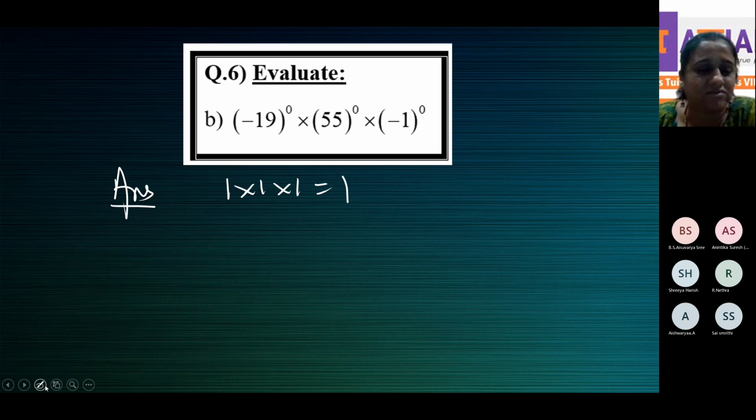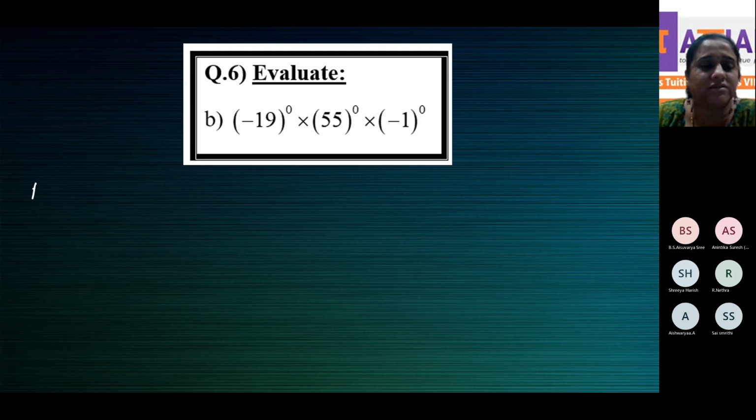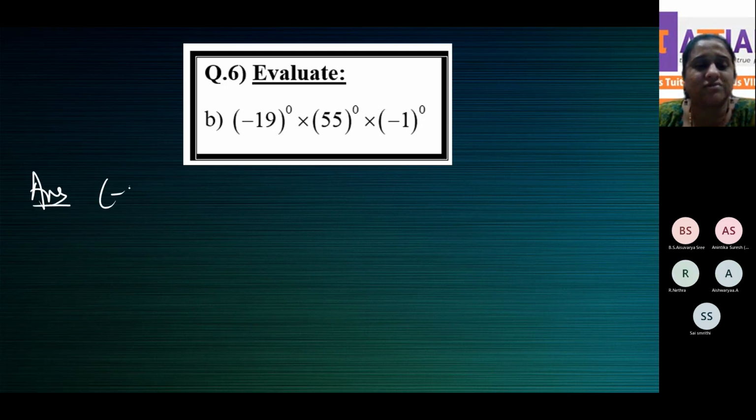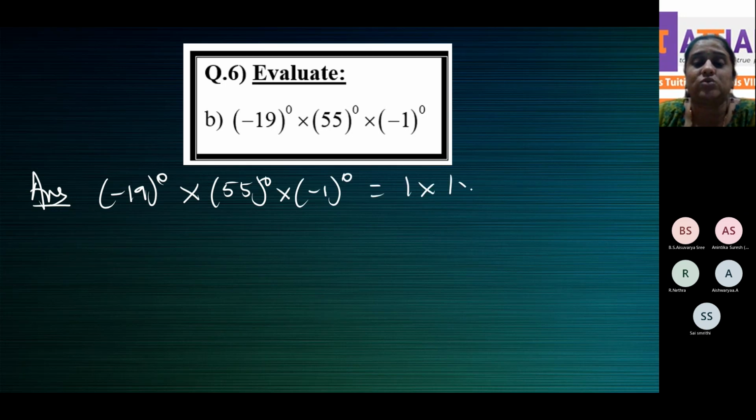So how do you present the answer? You need to write it like this. Write the question: minus 19 to the power 0 into 55 to the power 0 into minus 1 to the power 0 is equal to 1 into 1 into 1, which is 1.